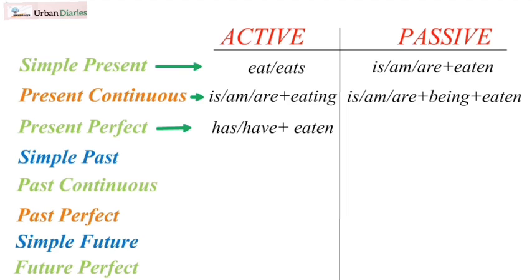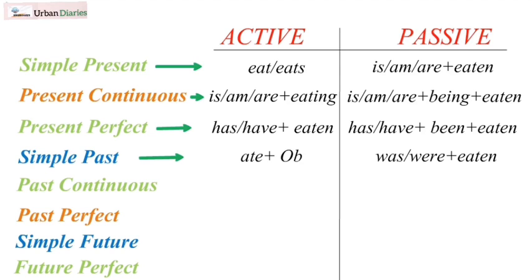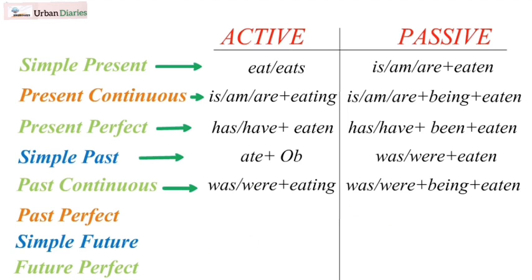In passive voice we'll write the apple has been eaten by me. I already told you we don't make present perfect continuous. Let's move on to simple past now. We write I ate the apple in active voice, and in passive voice we'll say the apple was eaten by me. Past continuous, I was eating the apple, was being eaten by me in passive voice.